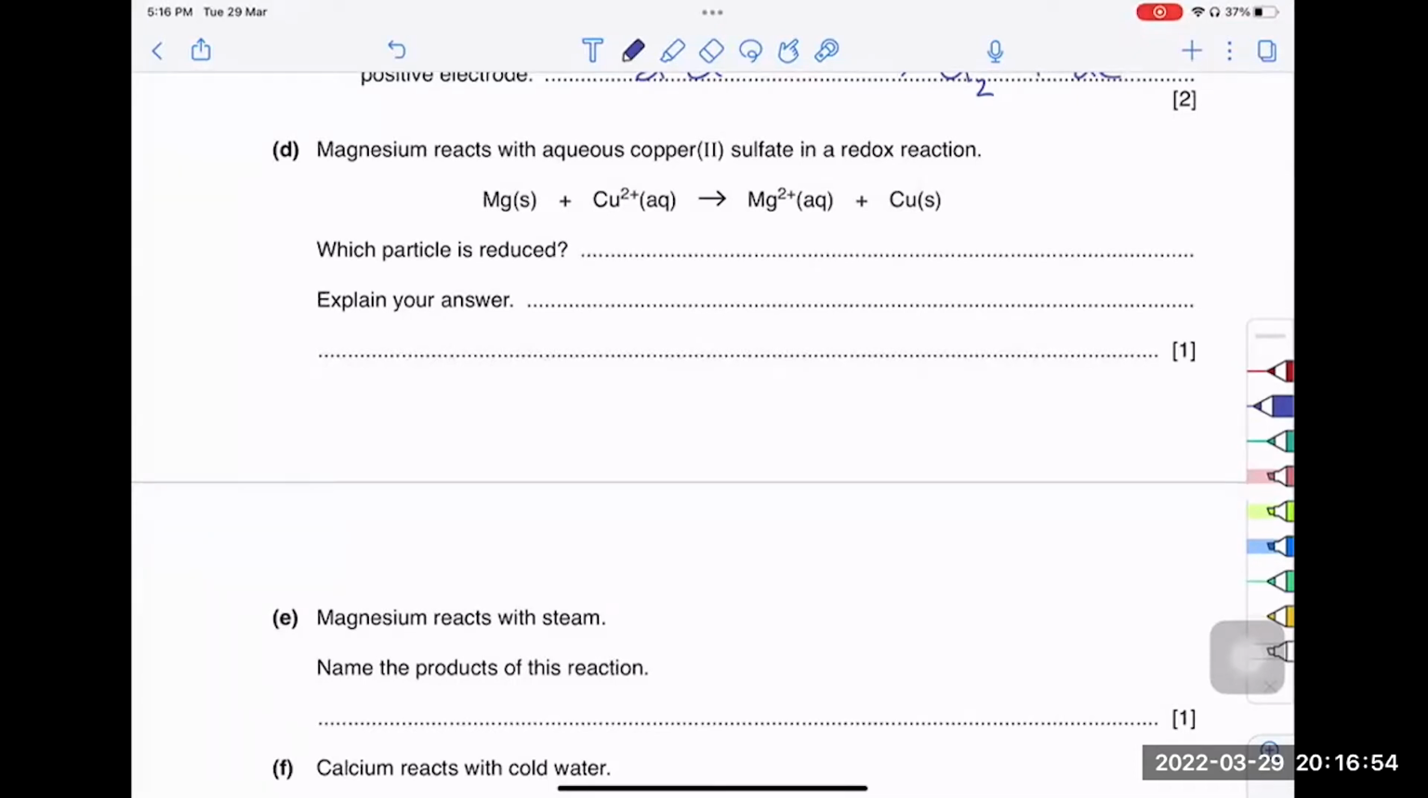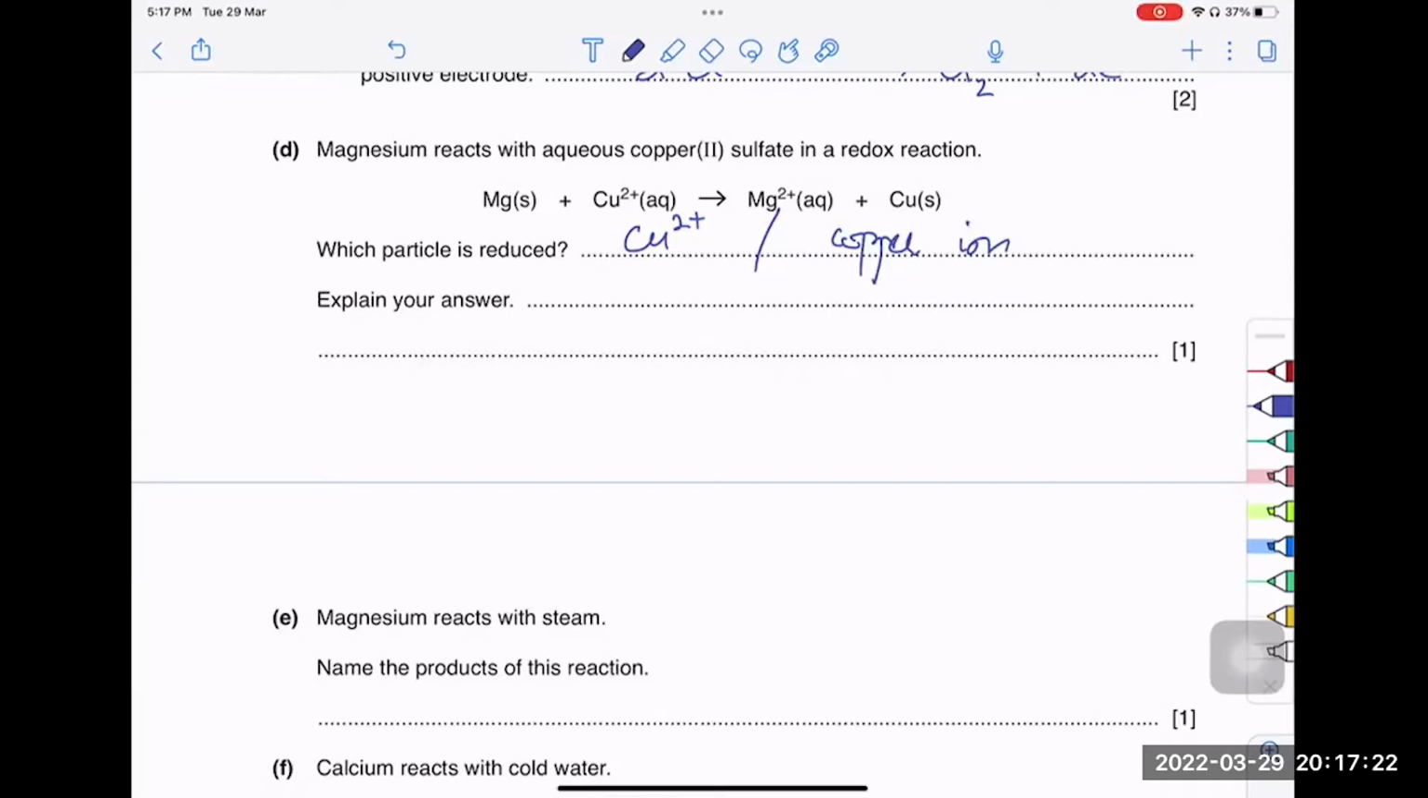That's why, yes. So magnesium will obviously oxidize and copper will reduce. Which particle is reduced? The one that is going from a higher value to a lower value, copper. But don't say copper. Write copper ion, or identify which ion it is. Just saying copper is not enough because copper is a metal. Copper is an element. It's not a particle. Copper ion is the one that is being reduced.